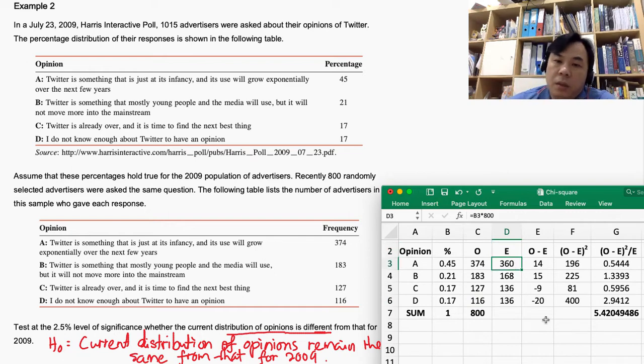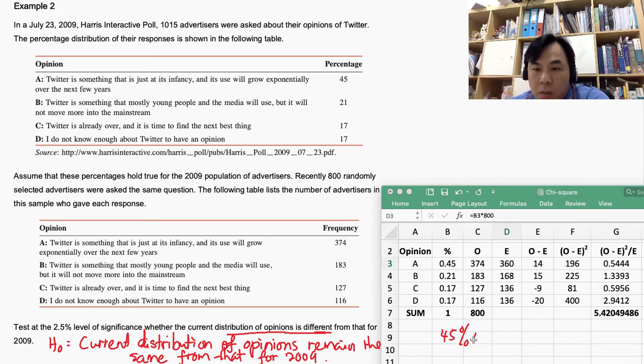And then the expected, okay, what do we expect? Now, if this percentage stays true, we should expect 45% of this value. Sorry, it's not 370, my bad here. It is 45% of the overall sample size. So the sample size is 800, so 45% of 800 here, you will end up with 374 here. And then you can repeat that process until you get all the expected values.